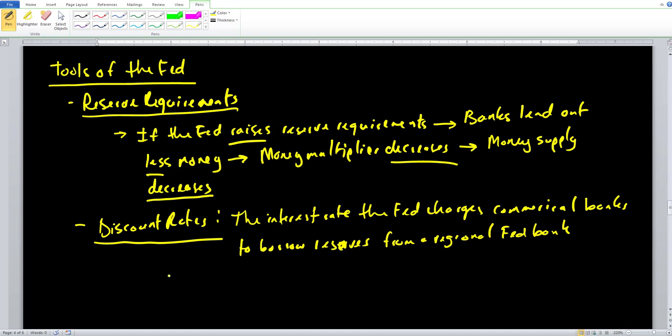We're going to notice that the discount rate is actually a fairly high interest rate. You might assume that if banks want to borrow from the Federal Reserve, they might charge them a really low interest rate. But the discount rate is actually pretty high compared to the federal funds rate. Here, it's roughly 1% higher than the federal funds rate.